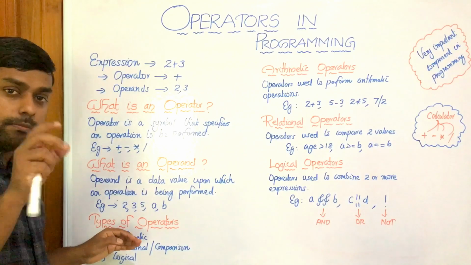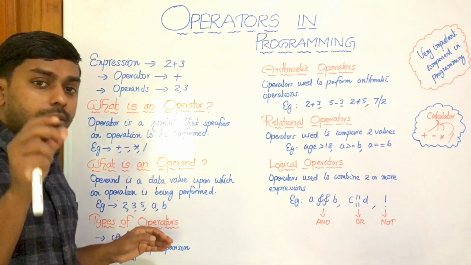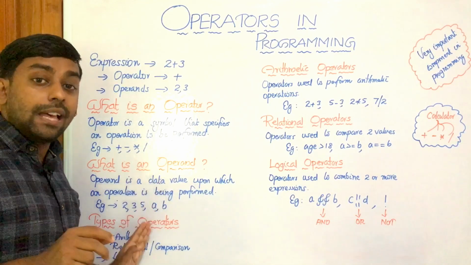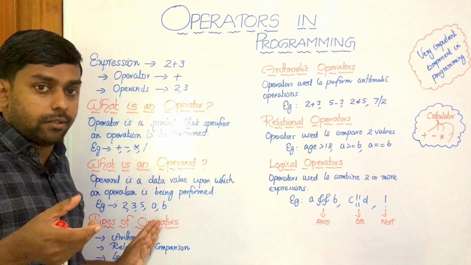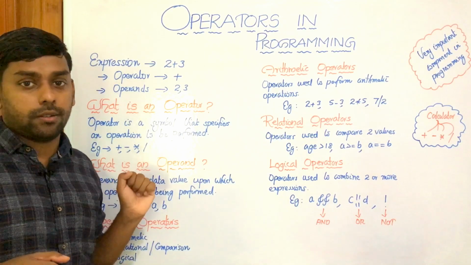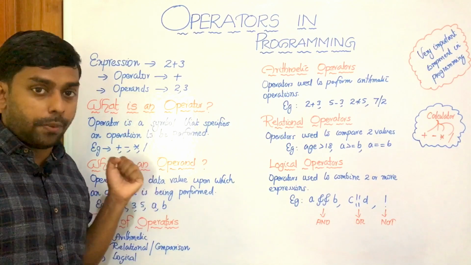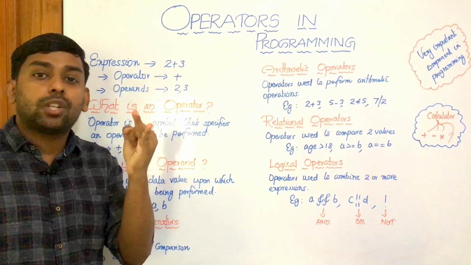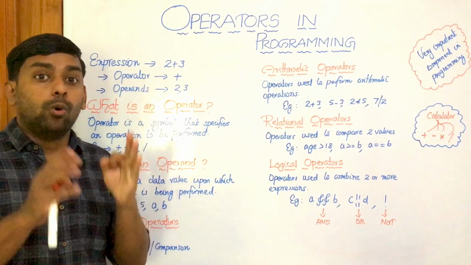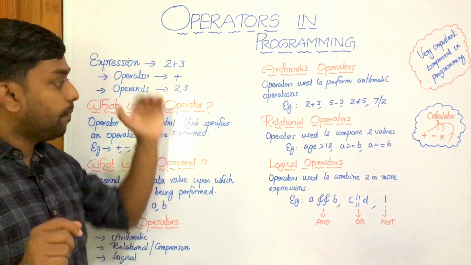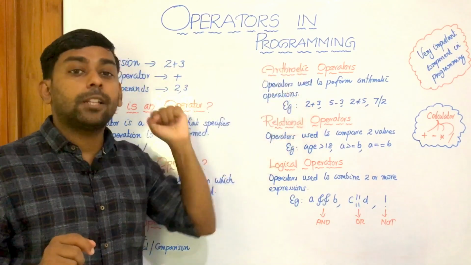We can mainly categorize operators into 3: arithmetic operators, relational or comparison operators, and finally logical operators. These are the different types of operators: arithmetic, relational or comparison, and finally logical operators, right? Yes. Now let's move on to arithmetic operators.